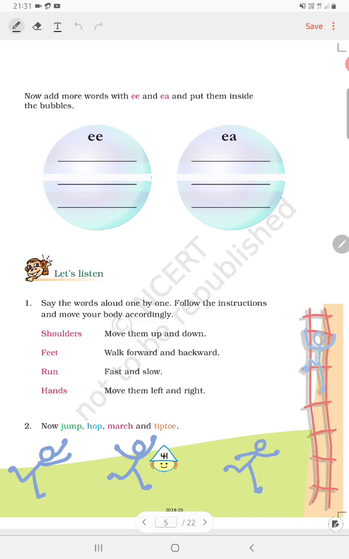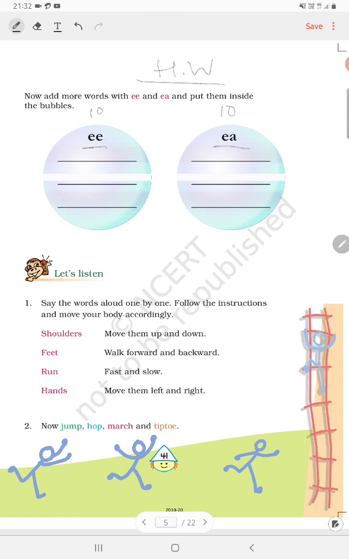Hope you all have completed your homework, which we had done. The words with EE and EA. Okay, hope you all have written down 10 words each of EE and EA. That was in your homework. Okay, complete this and send it to me.